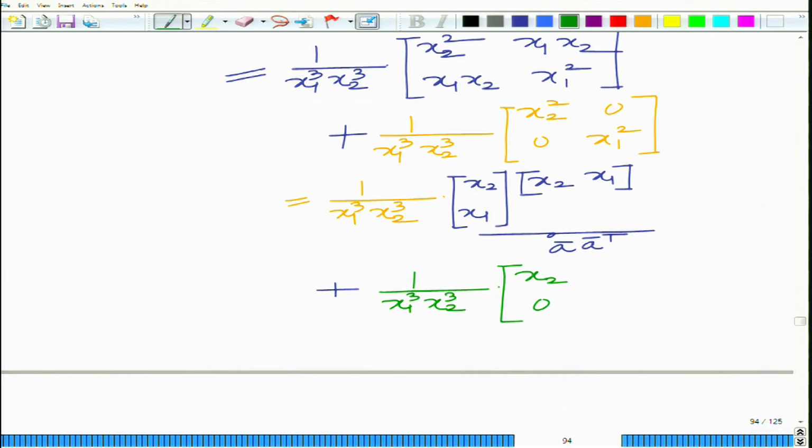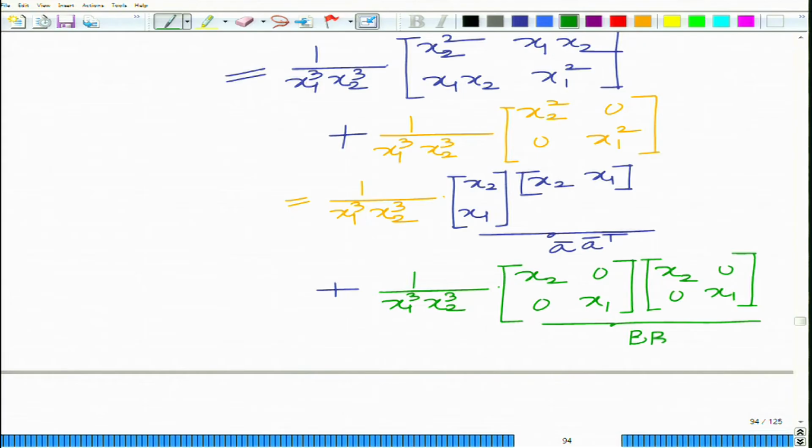x2 0 x1, 0 times x2 0, and this will be a matrix of the form BB transpose. Okay, so, we have decomposed it into the sum of matrices which are factorized as AA transpose.